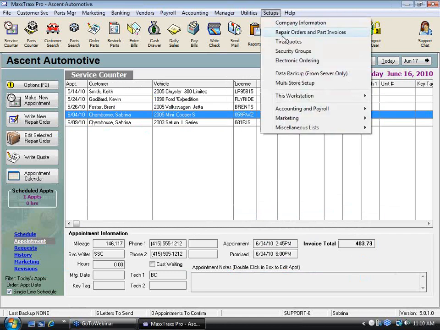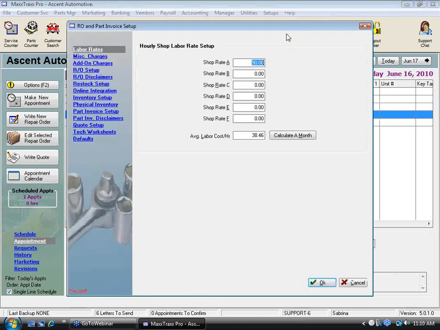Well, first of all, under setups, under repair orders and parts invoices, the very first screen brings us to our labor rates, and this is where we have our average labor cost per hour. So this number, you can just say, I know what my average labor cost is per hour because I work with the management company and we've actually gone through this whole rigmarole and come up with a figure, and I just know what it is, and maybe it's $42 an hour. So it's off of this average labor cost per hour that we calculate the profitability of our labor rate.